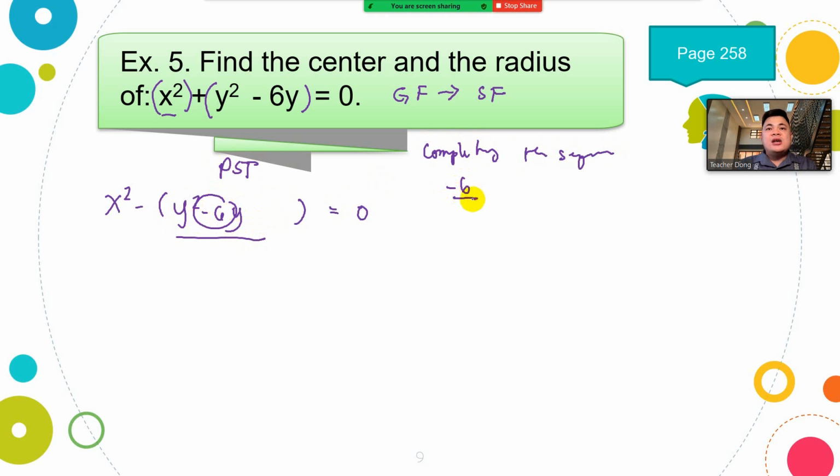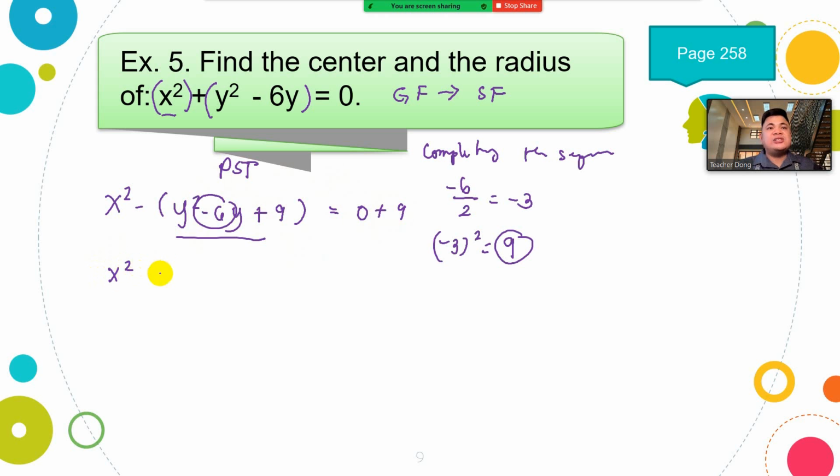Let's process this. Get negative 6 and divide it by 2, and you will get negative 3. Once you have negative 3, square it, and you will get positive 9. We will be adding positive 9 to complete the perfect square trinomial. And just remember, to keep the equation balanced, you also have to add 9 to the right side of the equation. Whatever you give to the left, you also have to give to the right. So we already have the perfect square trinomial.